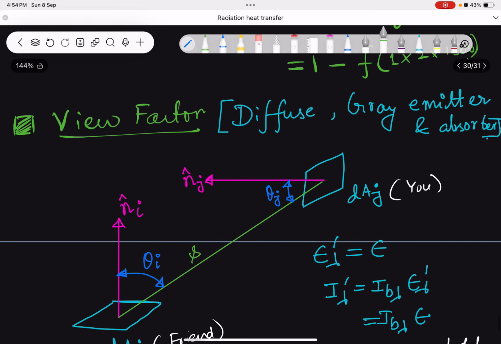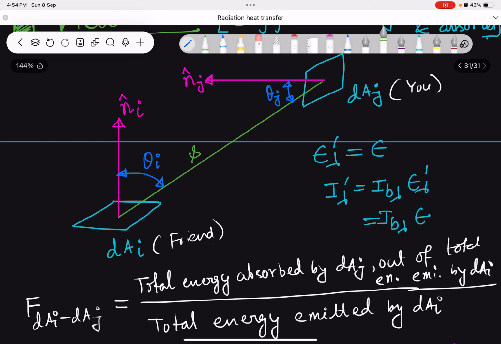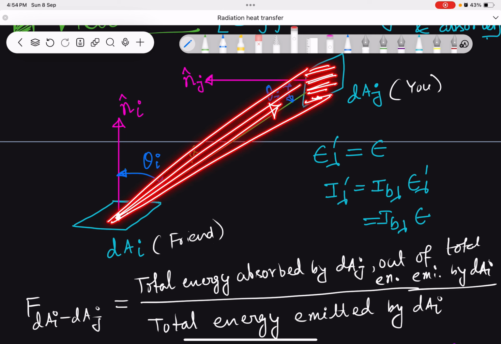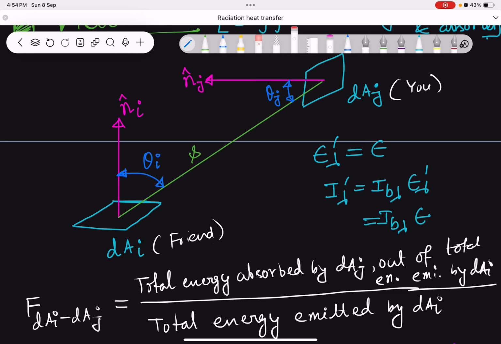So firstly, my objective is I have to find that from this point, because this is an infinitesimal area, it is as good as a point, how much is going into this area? So it is as good as asking how many radiation rays are there that are cutting this area. That means the concept of solid angle comes.